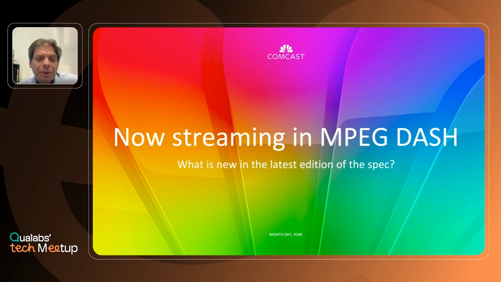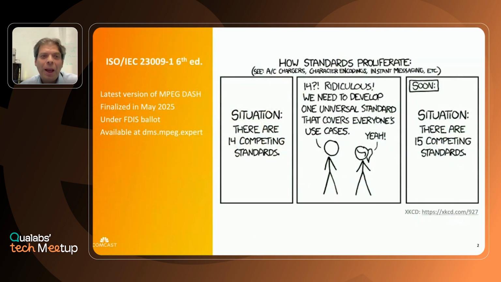There are lots of mentions of the new sixth edition of Dash. Now that we have actually officially submitted it to the last round of ballot, let's try discussing it. So first of all, sixth edition, latest version of Dash, finished in May 2025. It's going to FDIS ballot. FDIS, for the uninitiated, is Final Draft International Standard. Basically, you can fix typos.